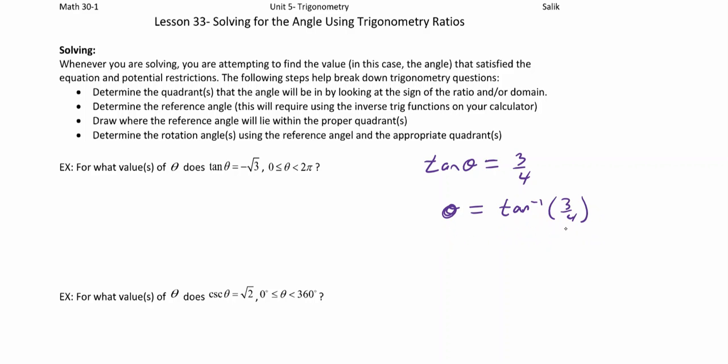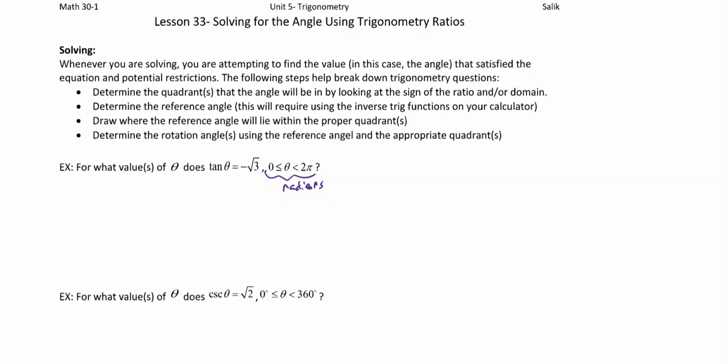So let's jump into a question, and I'll show you how things are going to change based on the unit circle now. For what values of theta does tan theta equal negative root 3? And they give us the restriction in radians, so that means that my answer should be in radians as well.